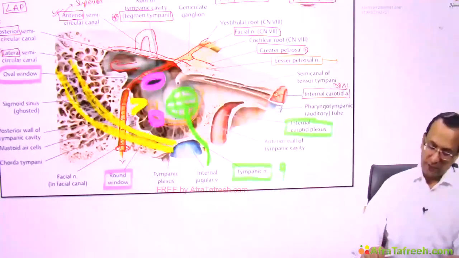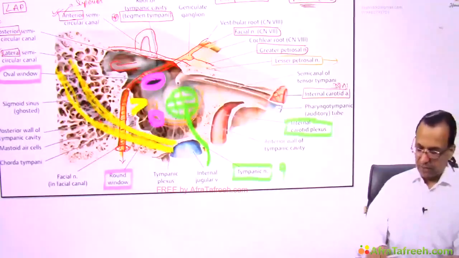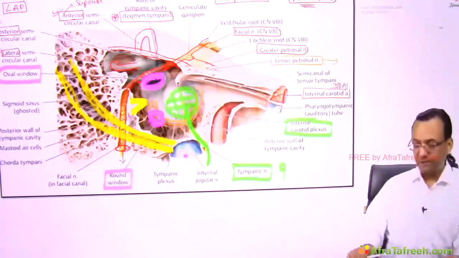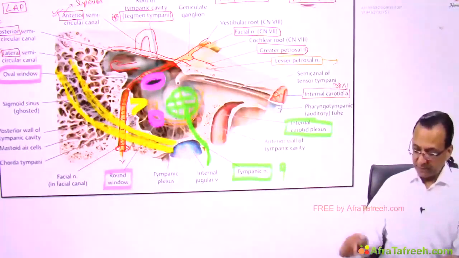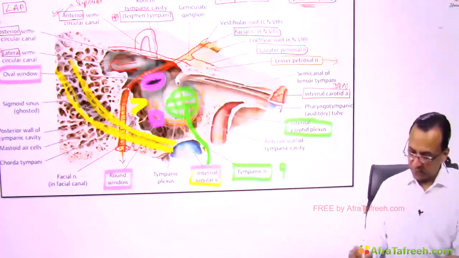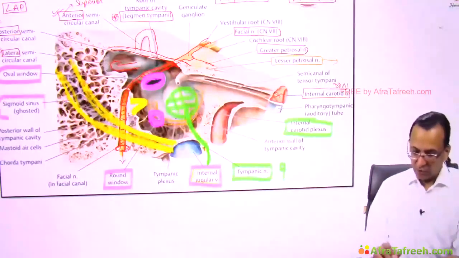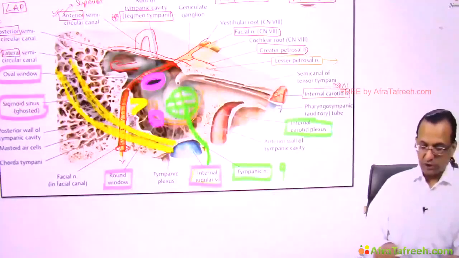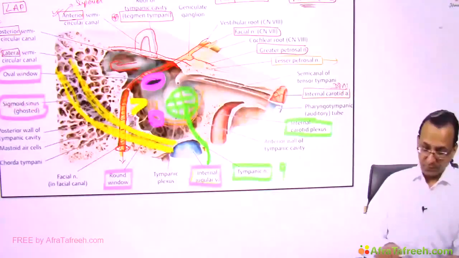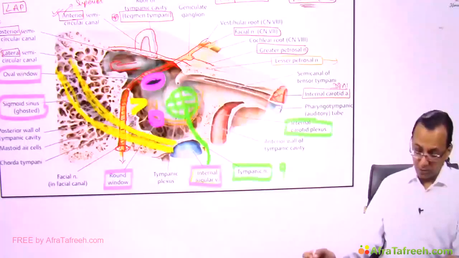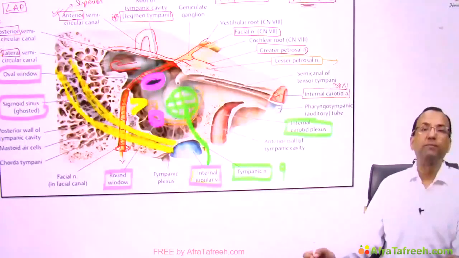You mean to say the sigmoid sinus continuing as the internal jugular vein will be at the floor of the middle ear cavity? Yes, the floor of the middle ear cavity. That is the internal jugular vein, and this is the ghost of the sigmoid sinus. There is a ghosted sigmoid sinus shown there. Now, if you have all that information with you, then you can draw a simplified diagram.